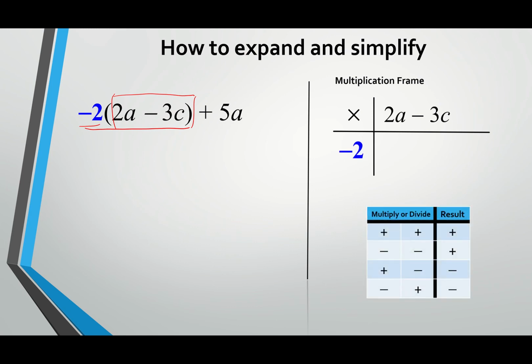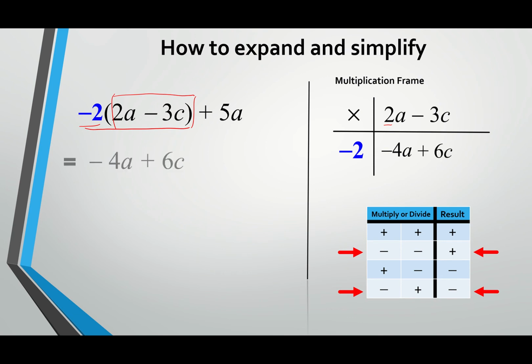Don't forget the rules. Negative 2 times positive 2. Check the coefficient here. Positive 2. The answer will be negative, guys. Negative 2 times positive 2 will be negative 4a. Now what about the other one? Negative 2 times negative 3c. Negative times negative will be positive. The result will be positive 6c.